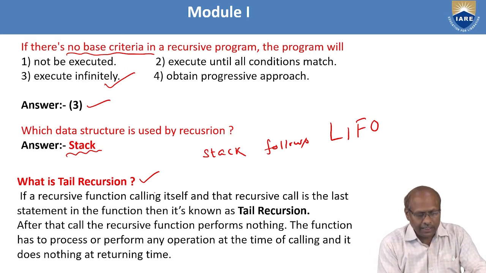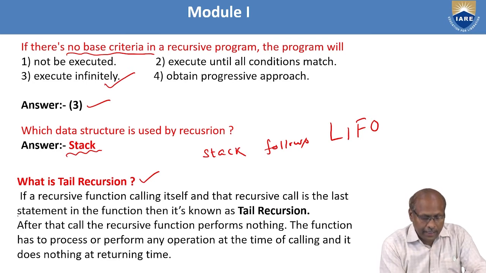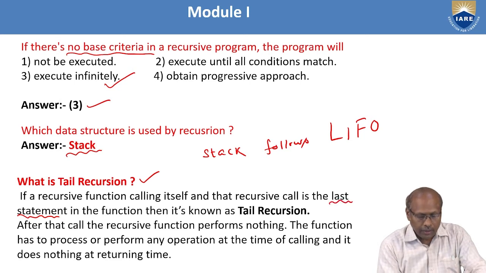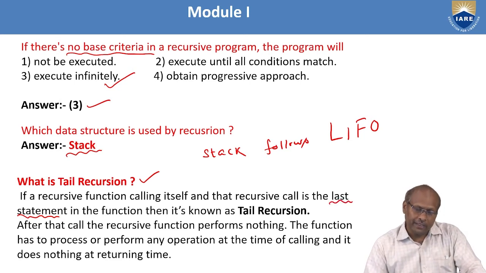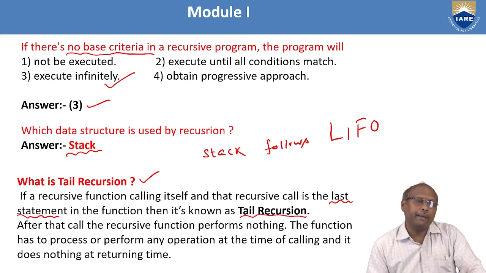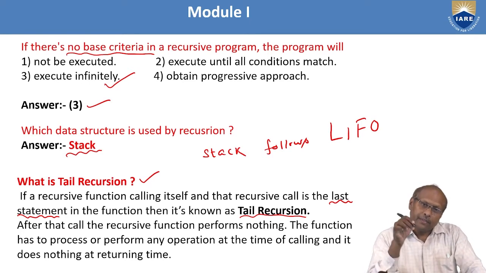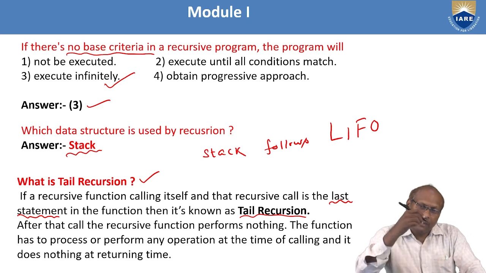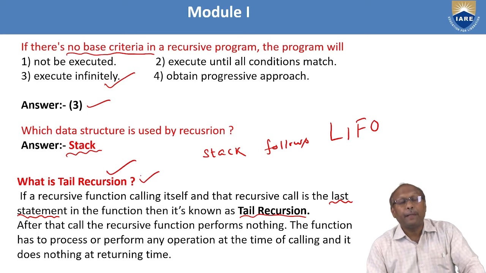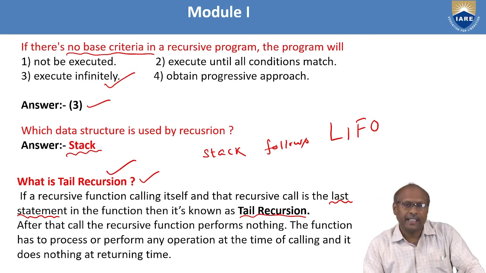So, they will ask a question, what do you mean by tail recursion? If a recursive function is calling itself and the recursive call is the last statement, so remember the word last statement. That means the function call is at the end of the function, then it is called tail recursion. Because while writing a recursive program, there may be multiple statements. If the last statement is the function itself, that means the function is calling itself, then that recursive function is called tail recursion. If at all it is somewhere in the middle, then that is not a tail recursion.